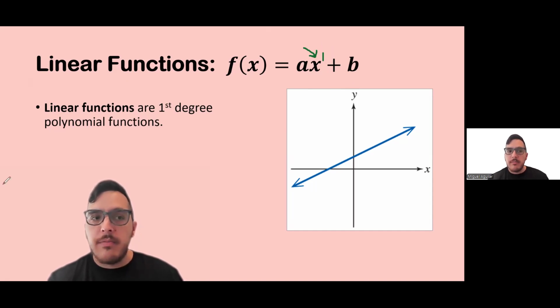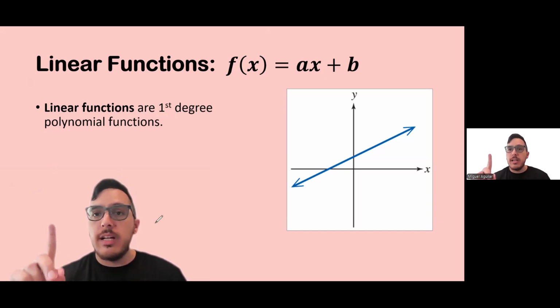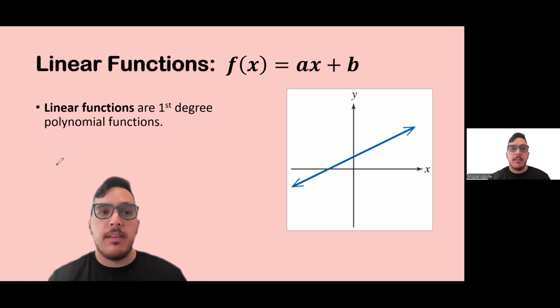Okay, now you might be thinking to yourself, the a and the b, aren't they variables as well? Well, depending on the problem that we're going to be given, a and b are just going to be some random numbers, okay? And they'll change from problem to problem, but what will stay the same across all linear functions is that x will have an exponent of 1, okay?